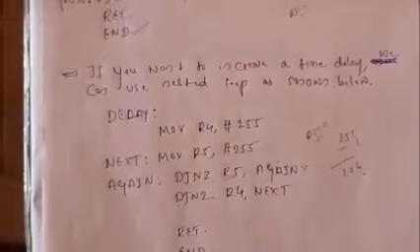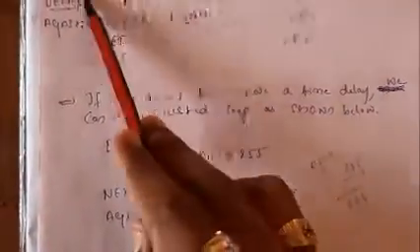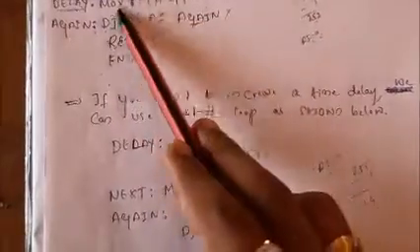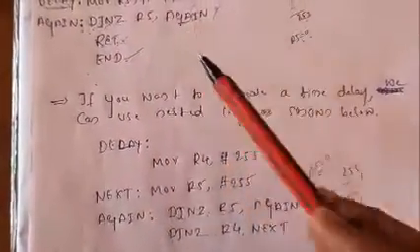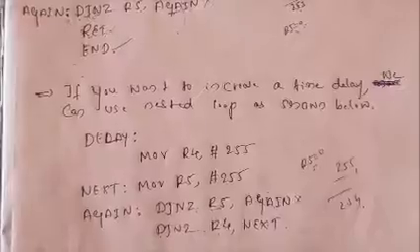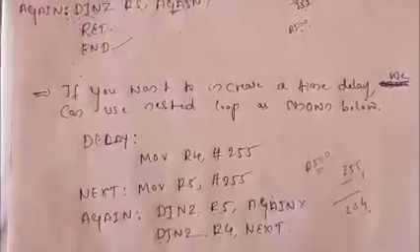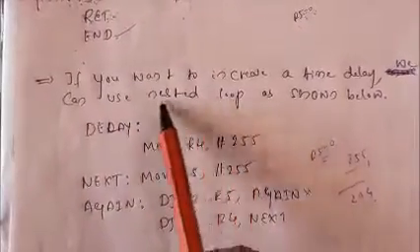So in the previous video we've seen how to write the subroutines, that is, a delay program we wrote. Sometimes if I want to increase the delay, what can I do? At that time we are going to use the concept of the nested loop.